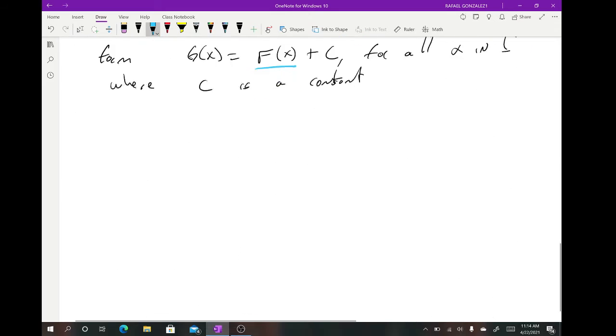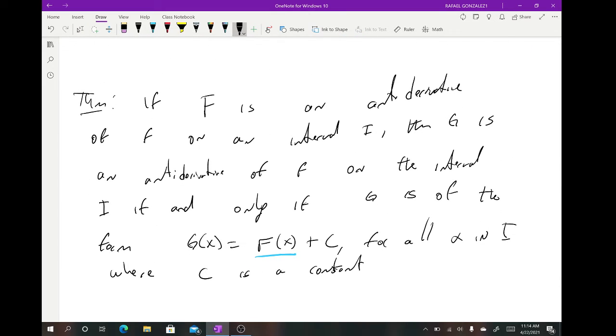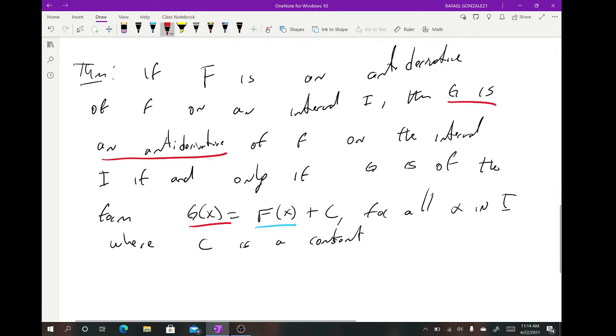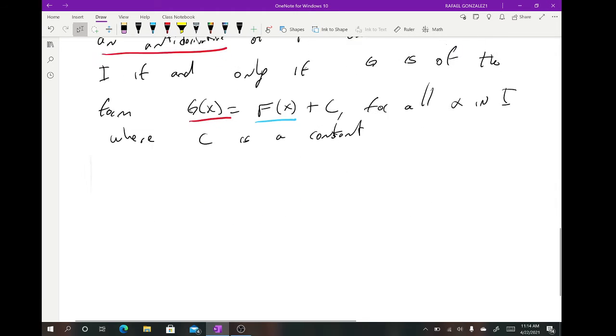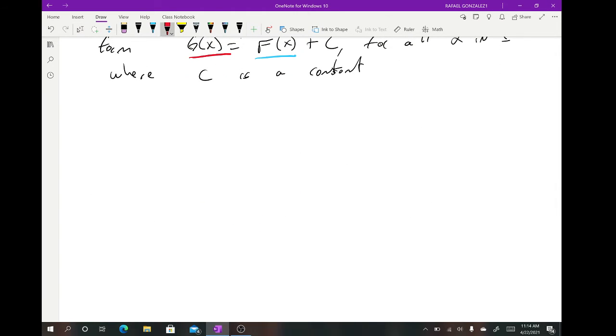And by this definition, by this theorem, G is an antiderivative because it's of that form, f of x plus a constant. We will do many examples of this, and you'll eventually be able to see exactly what I'm talking about.